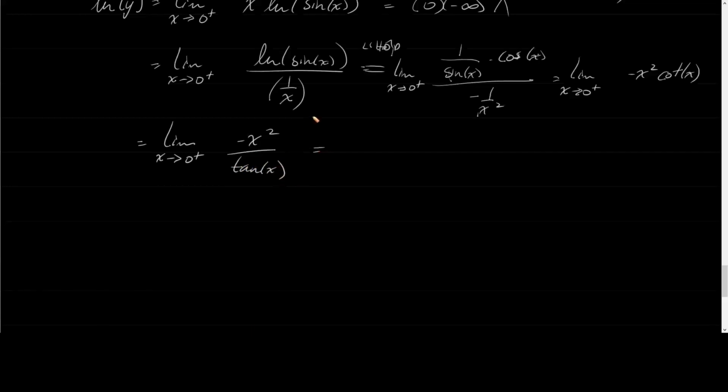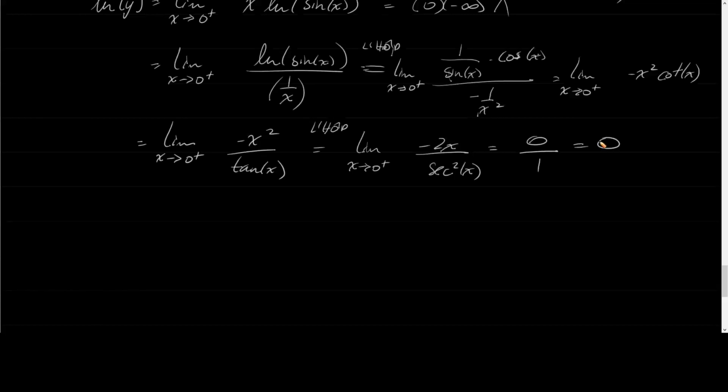Now, at this point, I'm going to apply L'Hopital's rule. If I take the derivative of the top, negative 2x. The derivative of the bottom, secant squared x. Plug in 0. 2 times 0, 0. Secant of 0, 1. Good. 0 over 1 is fine, right? That's not in an indeterminate form. So we don't need to take any more derivatives.